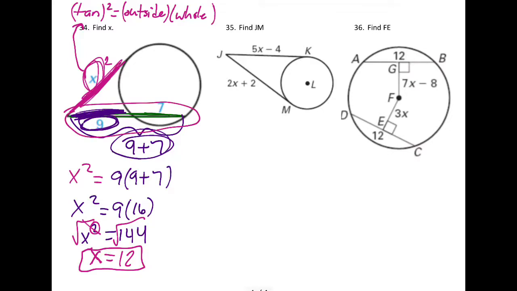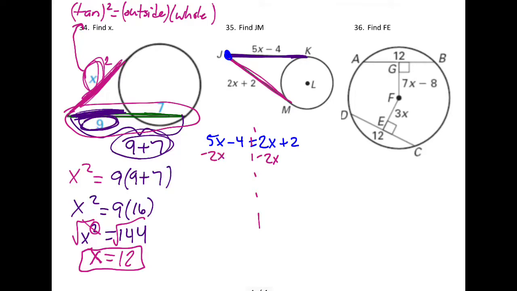You do outside times the whole expression. Now, notice in number 35, you have two tangents. You have a tangent here and a tangent here. Both of those tangents are coming from the same point. So anytime you have two tangents, those two tangents are equal because they're coming from the same point to the circle. So all we do is we set those equal to each other. And we just solve it like normal.